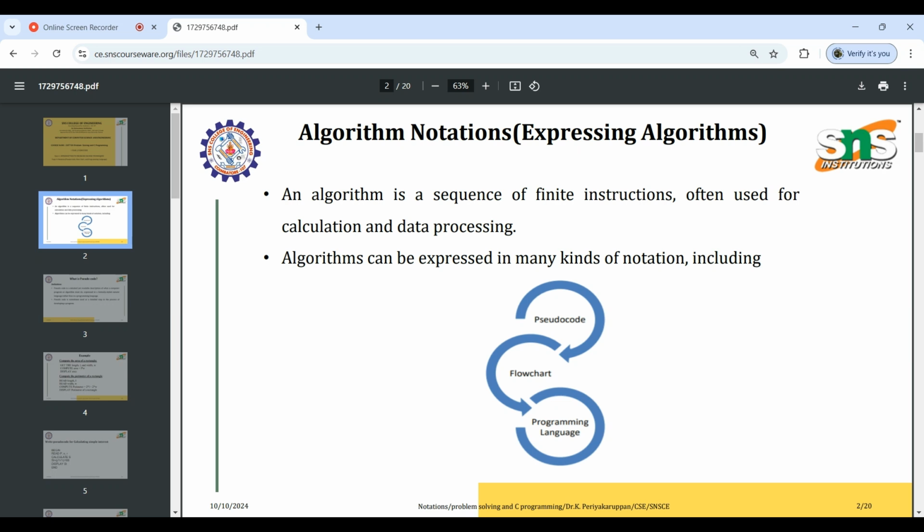We usually follow algorithm notations for solving any problem. An algorithm is a sequence of finite instructions often used for calculation and data processing. Algorithms can be expressed in many kinds of notation including pseudocode, flowchart, and programming languages.